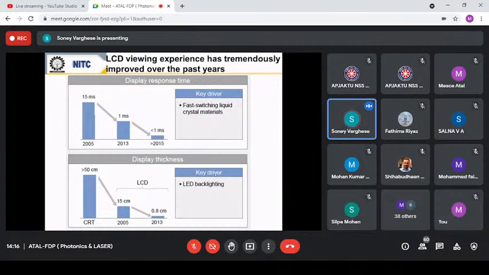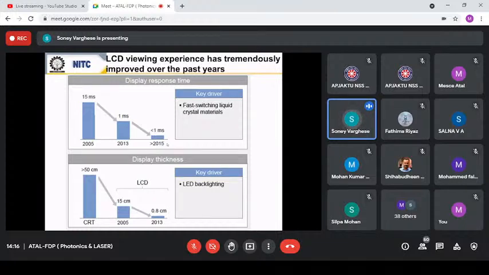And we can see that the switching characteristics, as I told you, we call it the display response time. In 2015, it was 15 milliseconds. Now we can see that it is around 1 millisecond, right? So there's a huge difference in the switching time, or the response time, of the material.